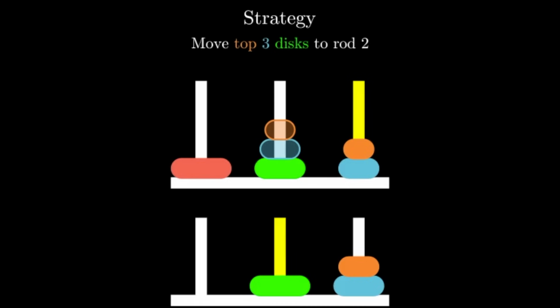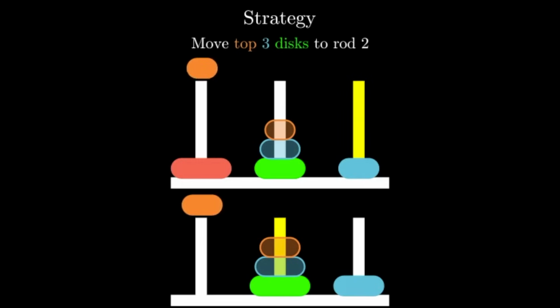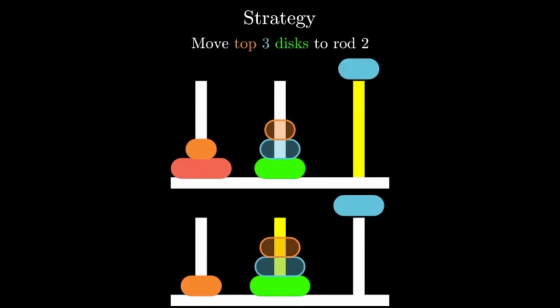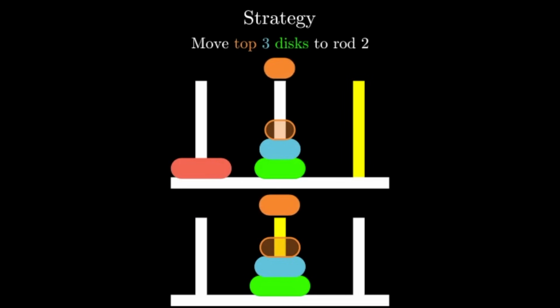And now to finish off the subproblem, we once again move the top 2 disks, but this time from the third rod to the second rod. This subtask breaks down into moving the top disk to the first rod, followed by moving the second disk to the second rod, and ending with moving the top disk from rod 1 to rod 2.